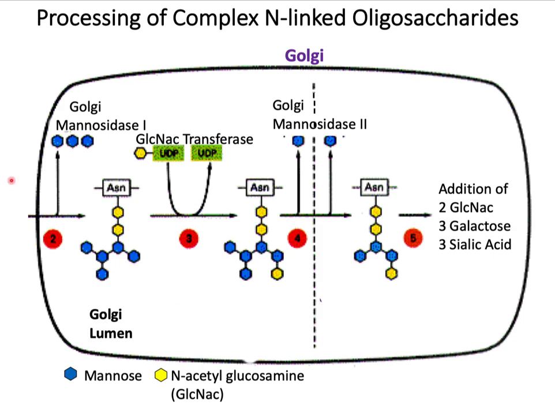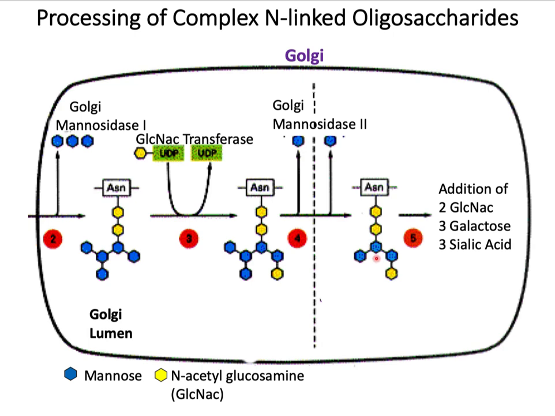So here are the steps in the Golgi. So we have seen the steps in the modification of these in the ER. Now we are looking at the Golgi. Once this protein enters the Golgi apparatus, you have the removal of 3 additional mannose by this Golgi mannosidase 1. Then you get the addition of an N-acetylglucosamine with the enzyme glucosamine transferase, and you have the removal of 2 additional mannoses, as you can see here, with the Golgi mannosidase 2.